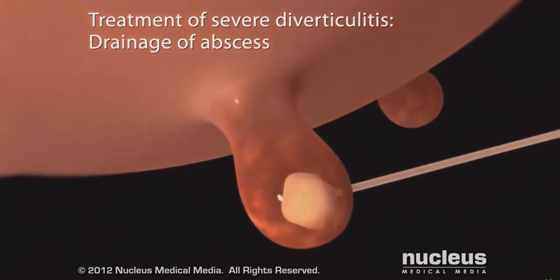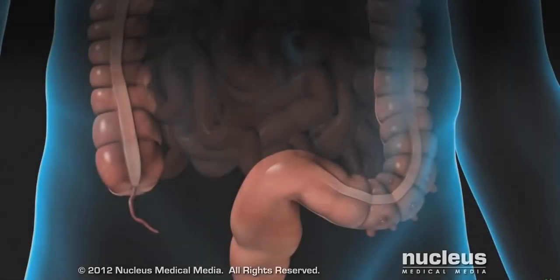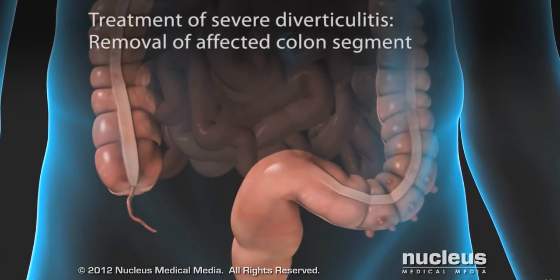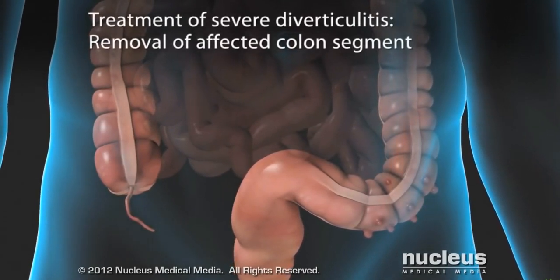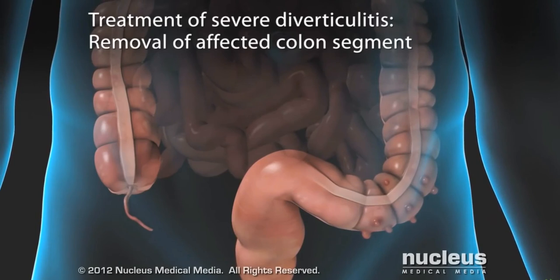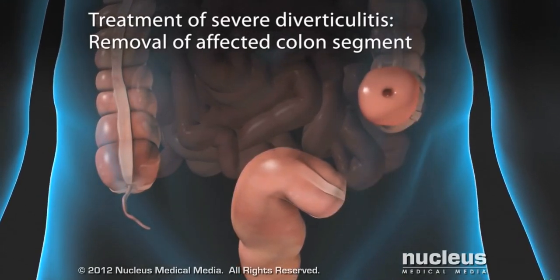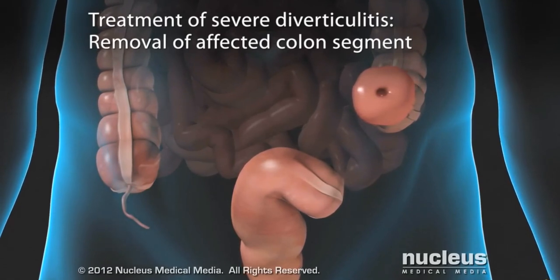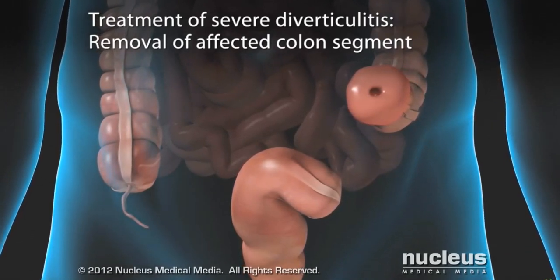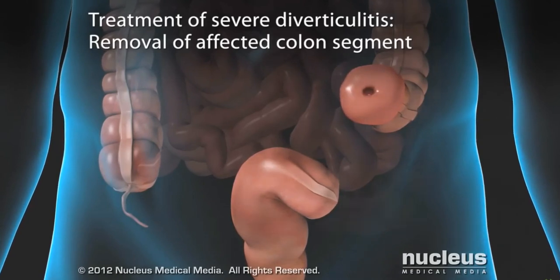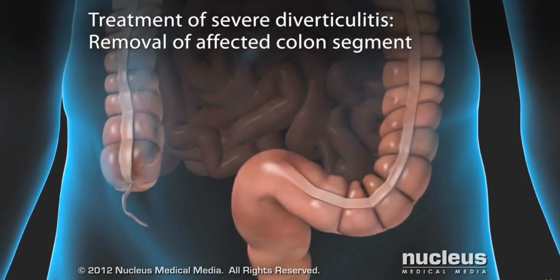If the condition persists, you may require surgery to remove the affected part of your colon. During your procedure, your surgeon will pass the remaining end of your colon through your abdominal wall, creating an opening called a stoma. After your colon heals, it can be reattached to your rectum.